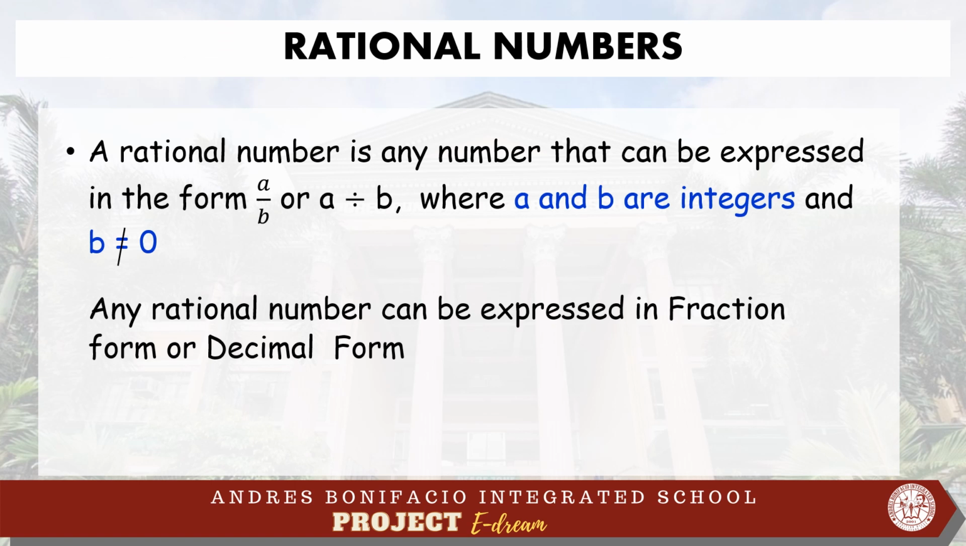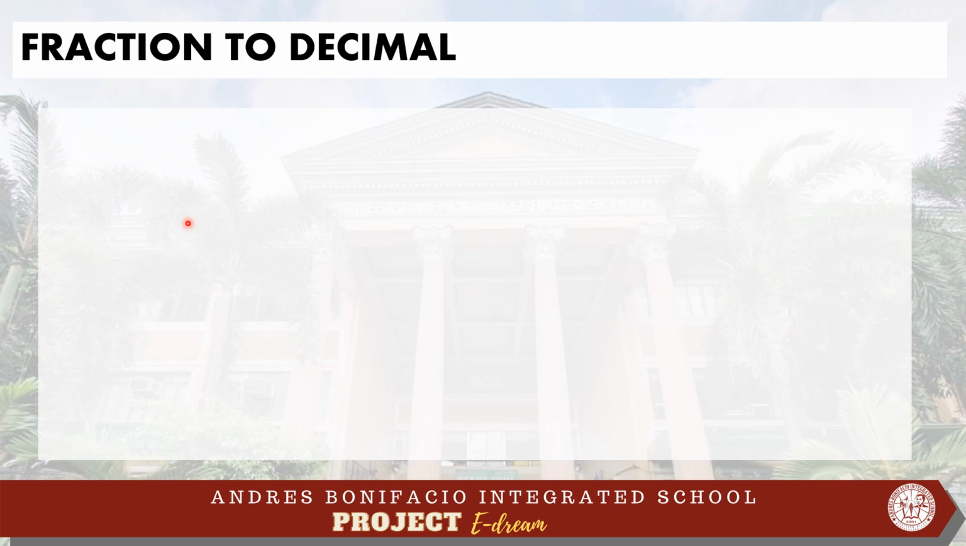First, what is a rational number? A rational number is any number that can be expressed in the form of a over b, or we can rewrite this as a divided by b, where a and b are integers and b should not equal 0. So, pag sinabi natin rational number, dapat po yung b is not equal to 0 kasi magiging undefined po siya. Any rational number can be expressed in fraction form or decimal form.